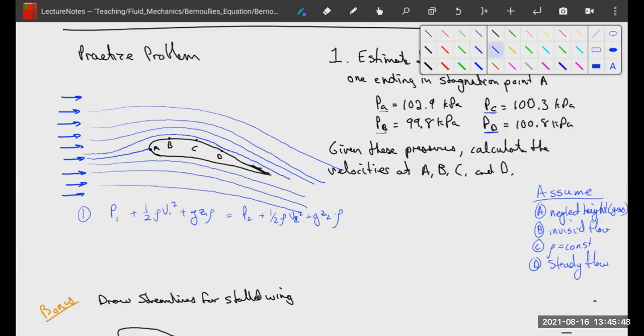Okay, so let's simplify our Bernoulli's now based on our assumptions, right? We have a P1 and a P2. We have a V1 and a V2. We know these are velocities. We're neglecting our heights, which means we can actually say that these are equal to 0, which is great.